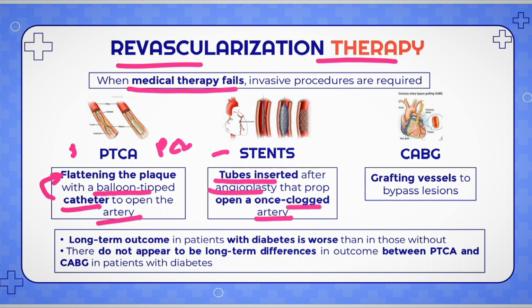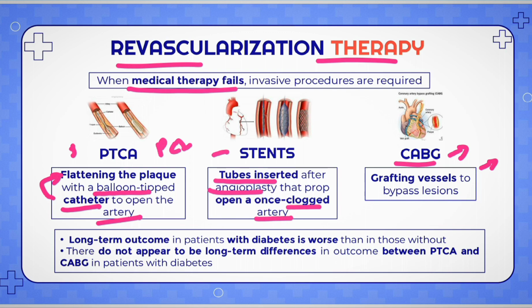The next method is CABG, coronary artery bypass grafting, which is also known as heart bypass surgery, and it is a medical procedure in which a blood vessel from another part of the body, usually from the chest, leg or arm, is taken and attached to the coronary artery above and below the narrowed or blocked area.